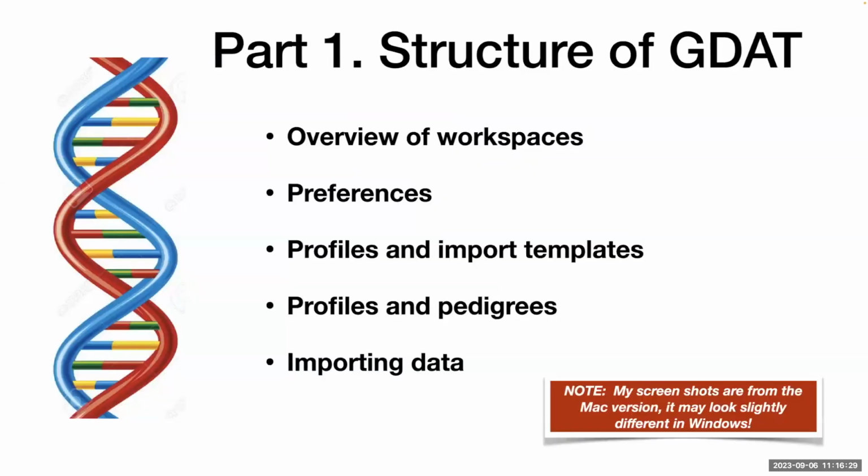So firstly, part 1 is all about the structure of GDAT. As I said, I'm going to go through an overview of all the workspaces. But then I'm going to look at those last four dot points there in a bit more detail, because they're the main areas that you would be using when you're getting started. So as I said before, I'm going to do a walkthrough, so it won't be fully analysing things, but we'll try and do as much as we can in the time that we've got.